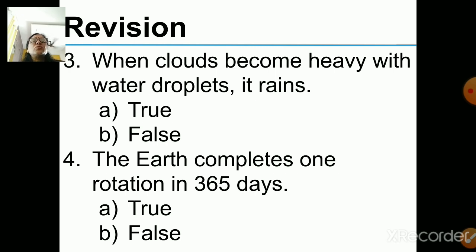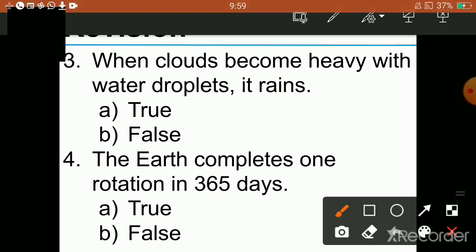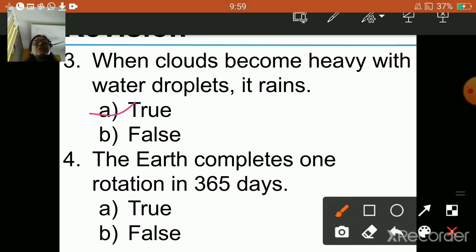Next, when clouds become heavy with water droplets, it rains. Yes, this is also true. You know, in the water cycle, as the water evaporates, the water vapor condenses and forms water droplets, and they join together and become a cloud. When many more water droplets join and make bigger clouds, then it starts raining. When the water droplets become heavy, it starts to rain.